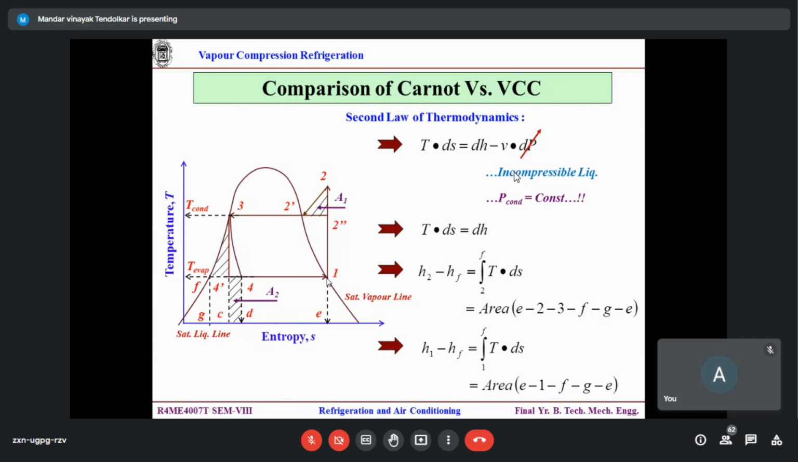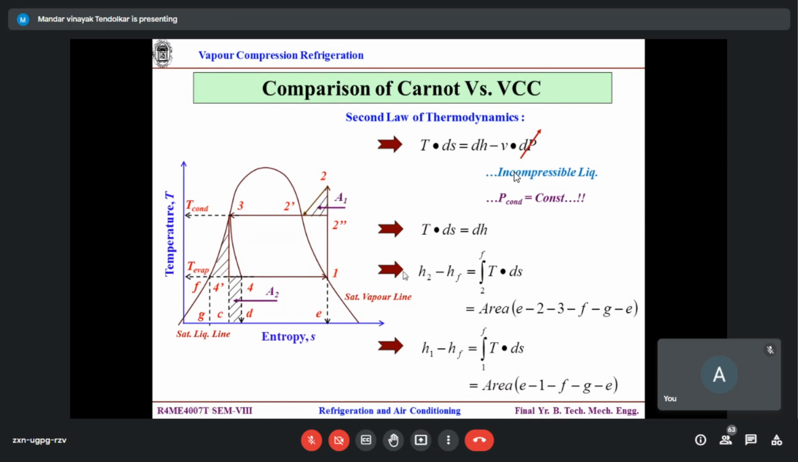So for that, it is E1, then F, G, E. Correct? Area under the curve. So saturated vapor minus saturated liquid. H1 is basically Hg and HF. Agree? Any doubt?